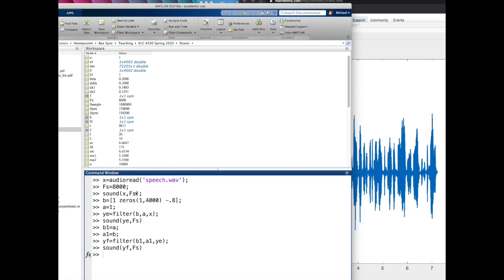So there you go. It sounds like the original. The echo was removed, and effectively we did a really simple version of channel equalization with this example.